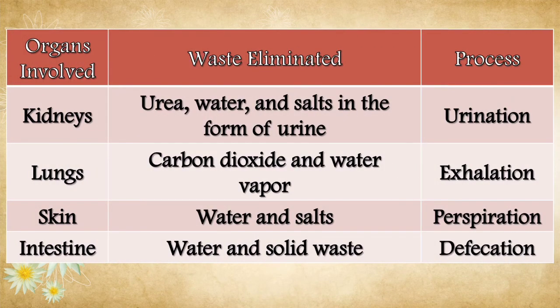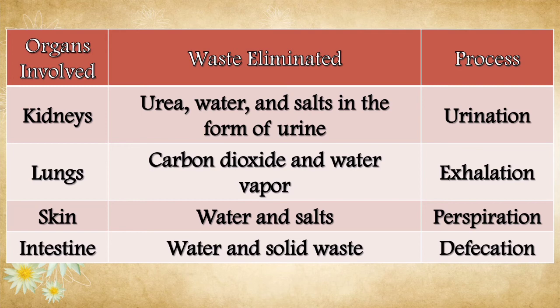To make it short, look at the diagram. Kidneys, we have the process of urination, and the wastes eliminated are urea, water, and salt in the form of urine. From our lungs, it is called exhalation, or yung pag-exhale. We eliminate the carbon dioxide and the water vapor.